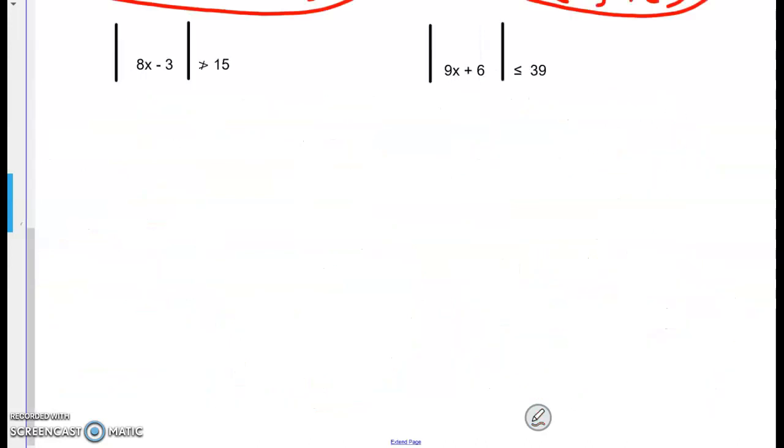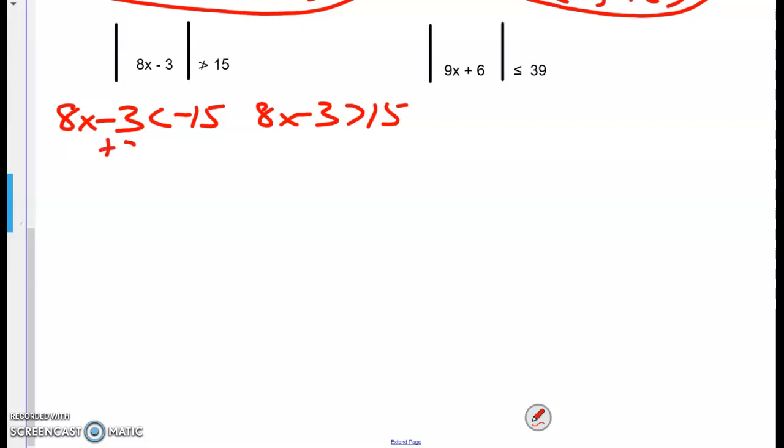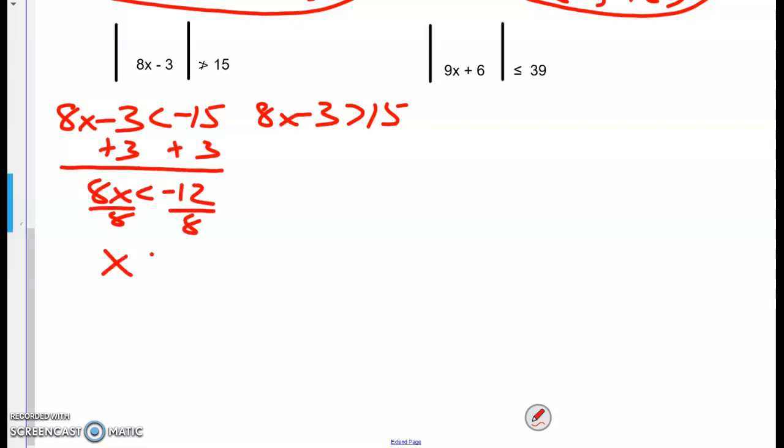There's my answer. So the next two here, since it's a greater than, it's x minus 3 is less than negative 15, and x minus 3 is greater than 15. I'm going to solve both algebraically. 8x is less than negative 12. We divide by 8. I'm going to reduce right away. X is less than negative 3 halves.